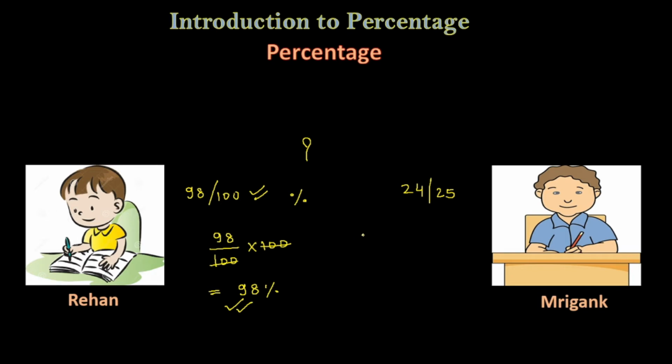Similarly, we'll find the percentage of Mrigan. So we'll get 24 upon 25 multiplied by 100. When you reduce it, 25 ones are 25, 25 fours are 100. And when you multiply 24 and 4, you will get 96%. So you can say that Rehan scored better. Now the next topic for today's video is conversion of a fraction into a percentage.